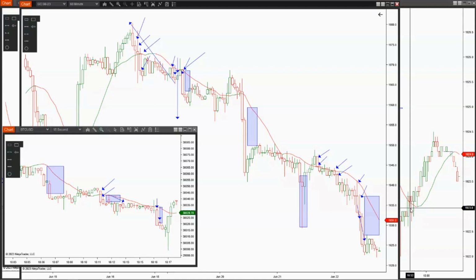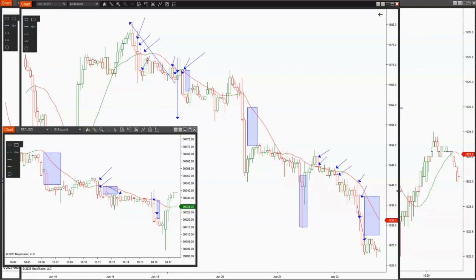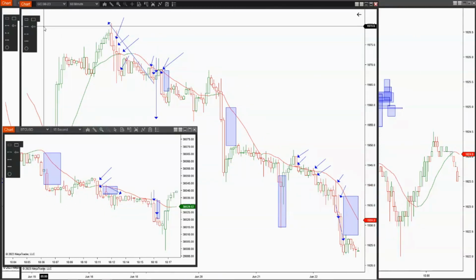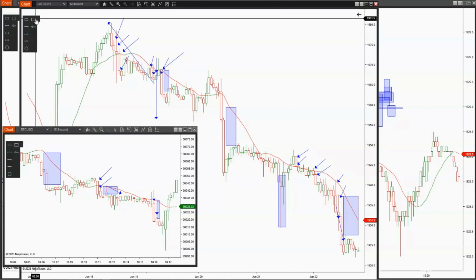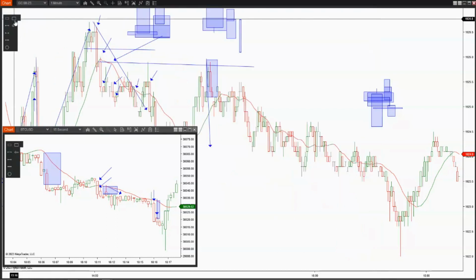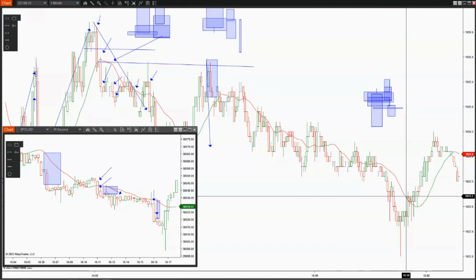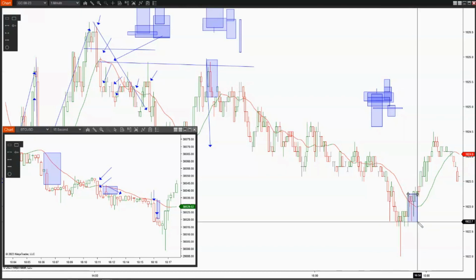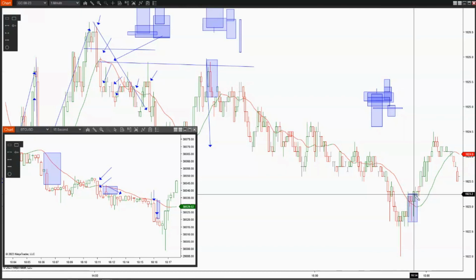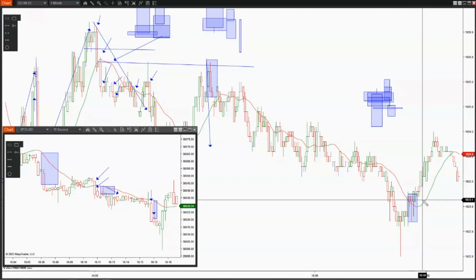And it's not so much the color of the candle, too. I want to definitely tell you that. It doesn't matter the color of the candle. That's one thing I do say a lot in my videos. I don't care about the color of the candles. I really don't. All I care about is where it's closing, where it opens at. That's it. Where my stop needs to be at.